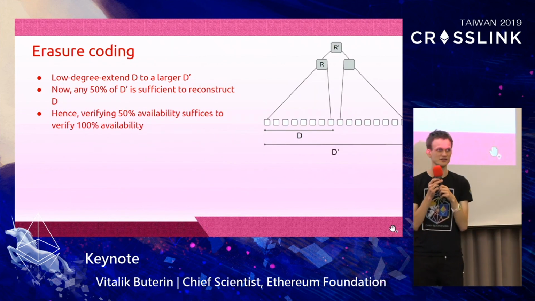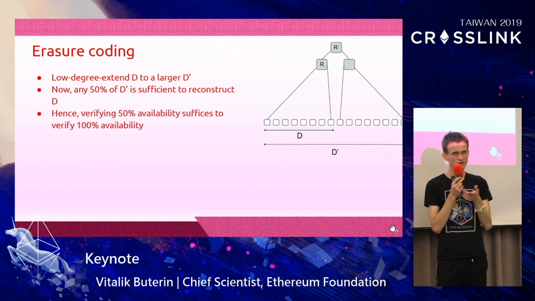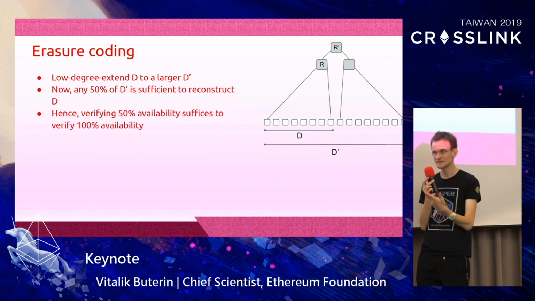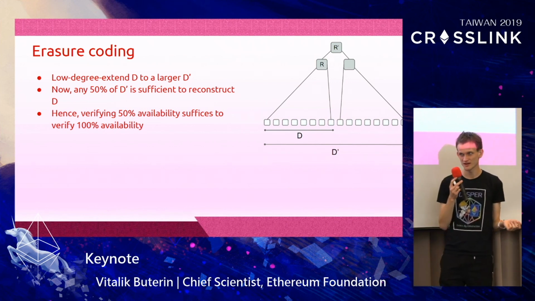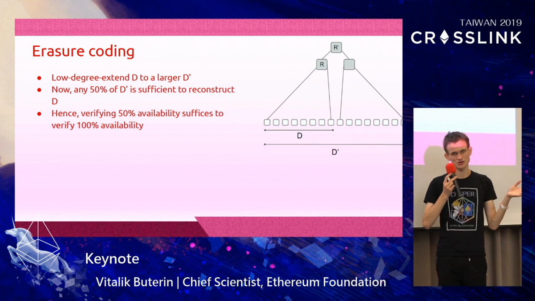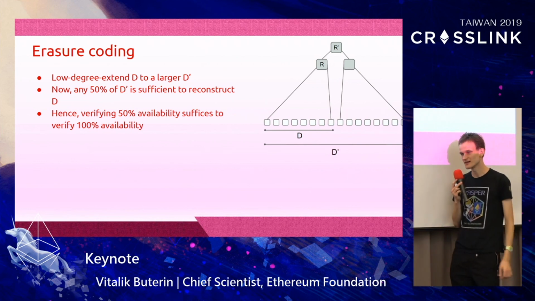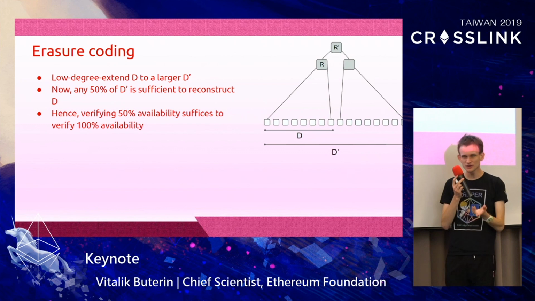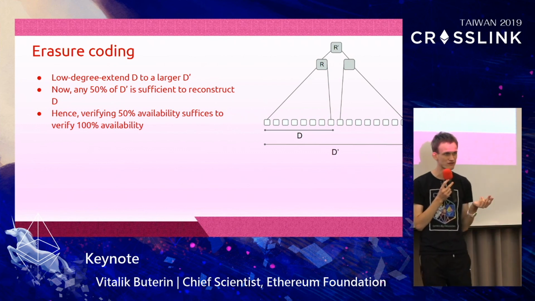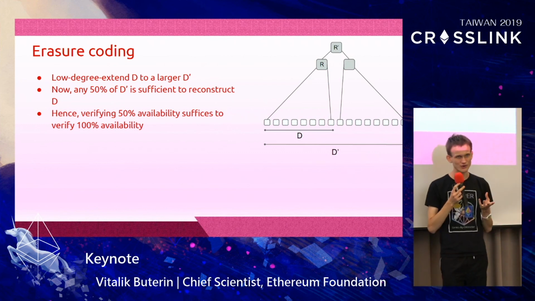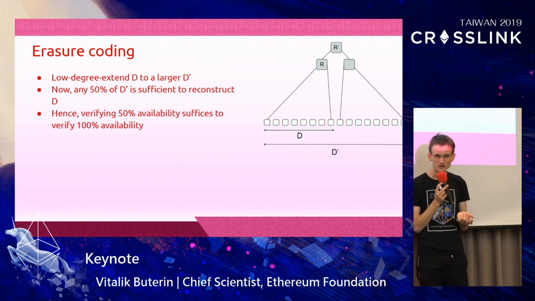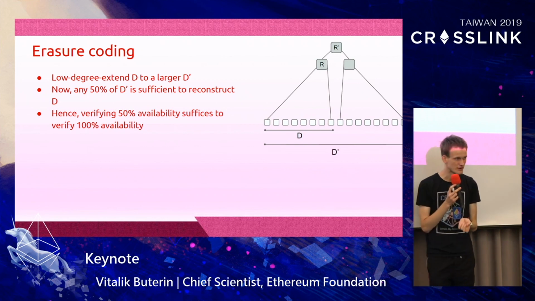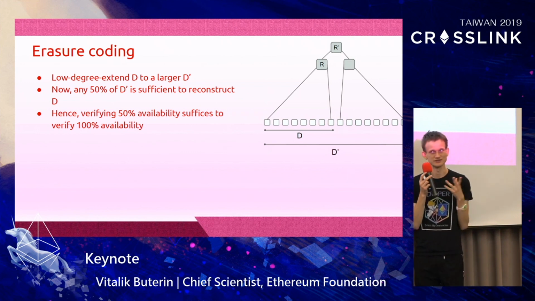If more than half the data is available, so if almost all the data is available, then because of how erasure coding works, the rest of the data can just be reconstructed. So if we can do this, then this basically by itself gives us a protocol that we can use to verify that data is available without actually having to download all of it.